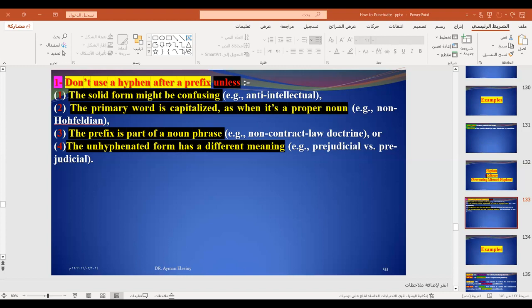Okay. The prefix is a part of the noun. The prime word is capitalized, as when it is a proper noun. And when the hyphenated word has a different meaning.